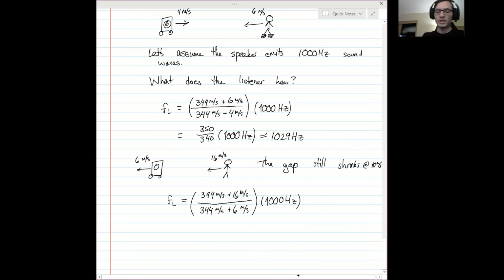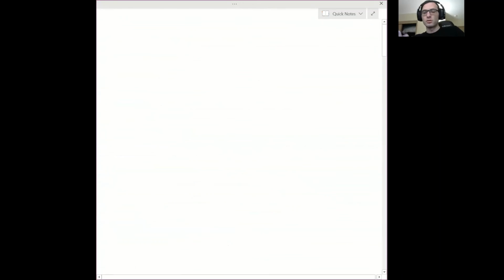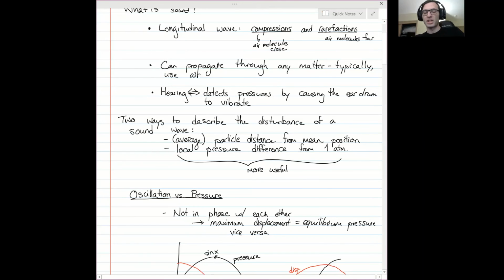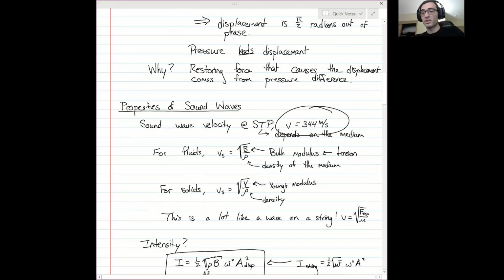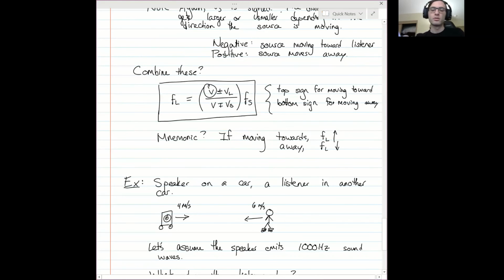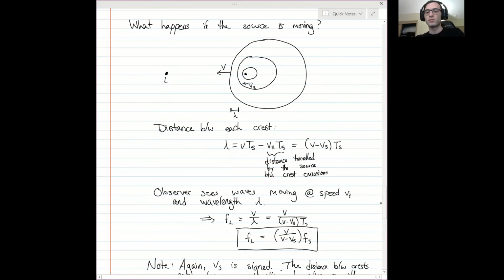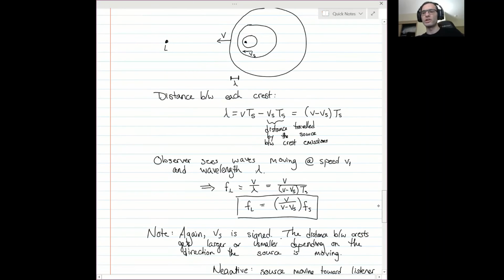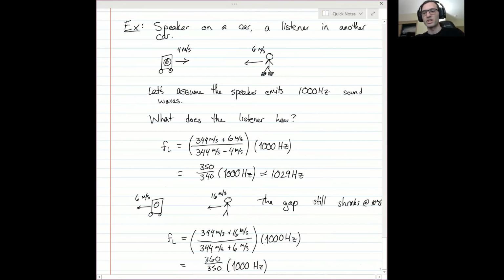Okay, well, we can again do this. We have 360 divided by 350 times 1,000 hertz. It's just the speed of sound. It's just a number. I mentioned it way up at the beginning of lecture. That is the number. It's the speed of sound in air at standard temperature and pressure. So that's the number that we plug in for v, because that is the speed at which the wave propagates. And that's where all these v's are, those are the wave speeds, which is the speed of sound.